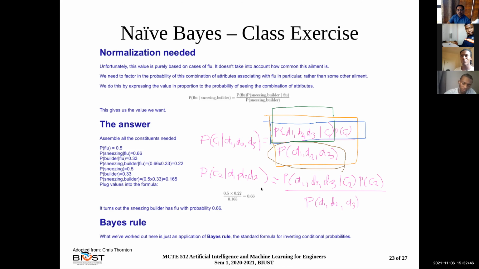Now, because we're comparing two things, the C1 class and the C2 class, and both of them have the same denominator, the probability of D1, D2, D3, it doesn't matter whether that number is included or not. It won't matter to the computation because they're the same factor. That means it is okay to disregard it, because we are dividing by the same factor when we compare the two things.